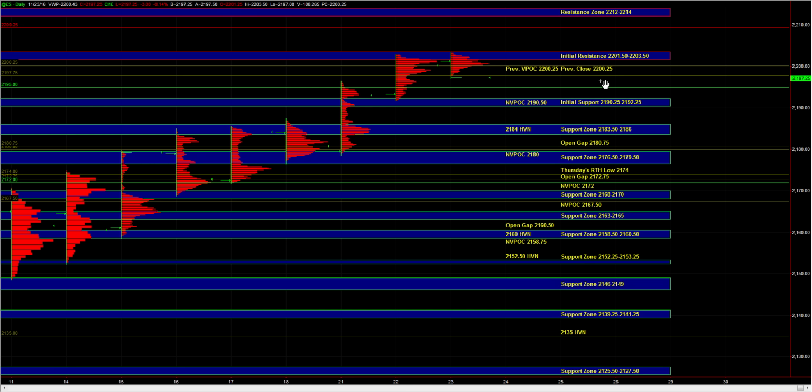The overall idea on the day is that the market could just continue balancing for the most part within yesterday's range, and if we are going to get a break to the upside, it may just be a marginal new high. It may not be something that really expands the range.